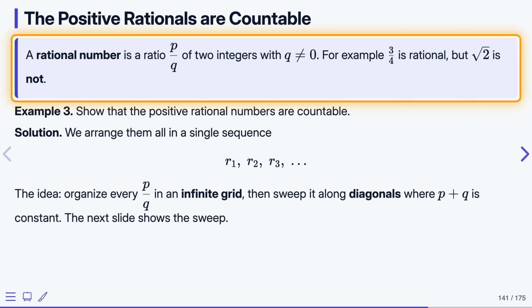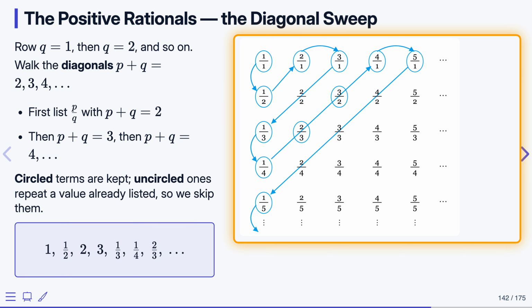The clever idea is to place every fraction p over q in a big grid, and then walk through the grid along diagonal lines. On each diagonal, the sum p plus q stays the same. The next slide shows exactly how the walk goes. Look at the grid. Along the top, the numerator p grows, 1, 2, 3, and so on. Going down, the denominator q grows the same way. So the fraction in column p and row q is simply p over q.